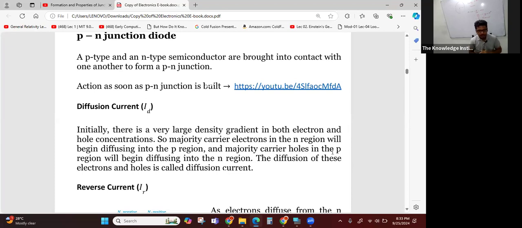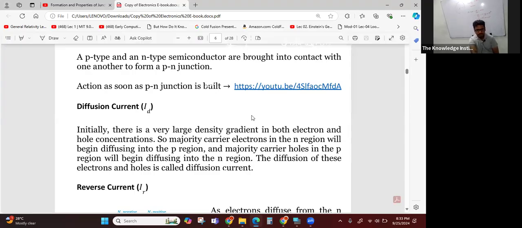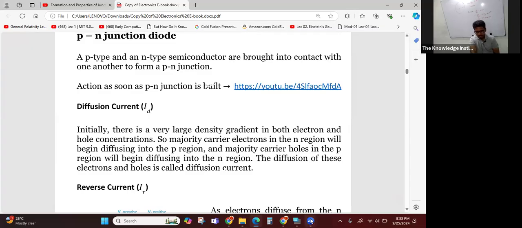Raise your hand if you understand what is diffusion current. Please raise your hand. Sithira, did you understand? Yes, good.